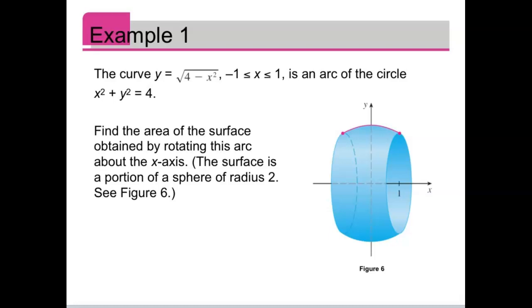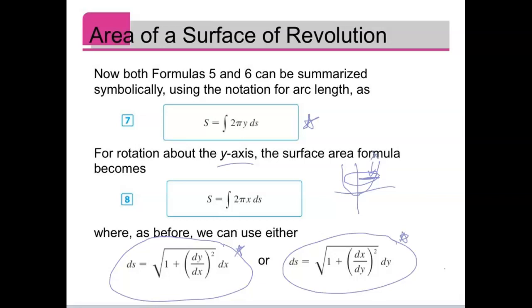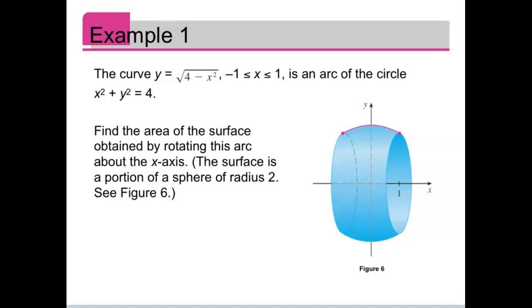Okay, so we're going to find the surface area of this curve. We're rotating around the x-axis. So right away, I just want to be clear we're using this formula, right? 2 pi y ds.